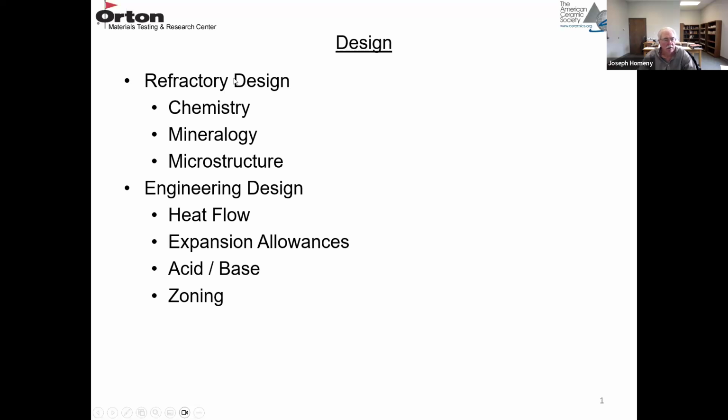And there's two parts here. There's refractory design, how you design a refractory microstructure, including the chemistry, the mineralogy, which is the phases present, and how you put those phases together to form a microstructure, and a couple considerations for engineering design dealing with heat flow, expansion allowances, acid-base compatibilities, and then how you zone a refractory lining. So we'll do this today.